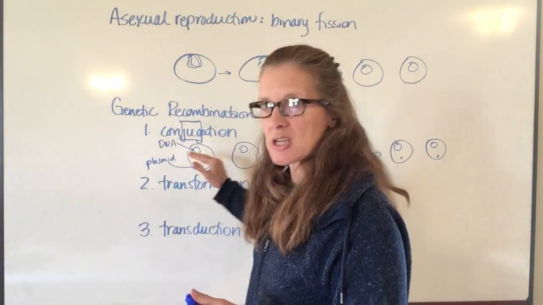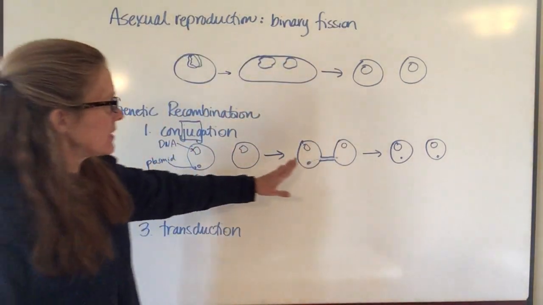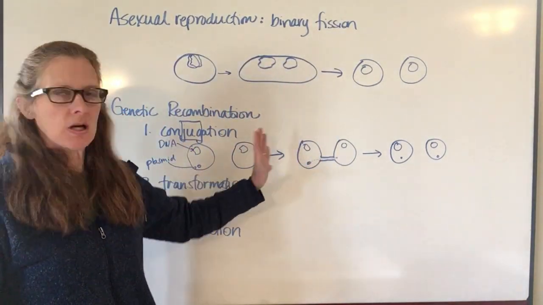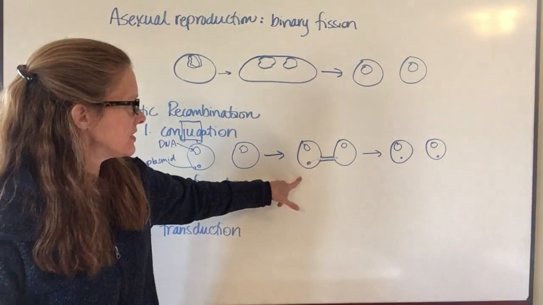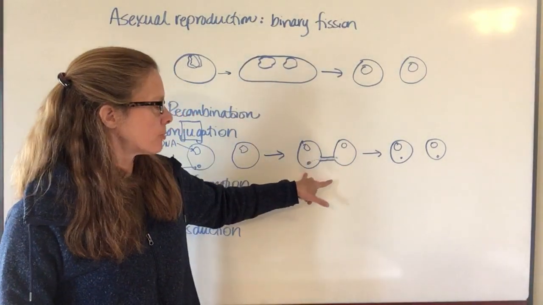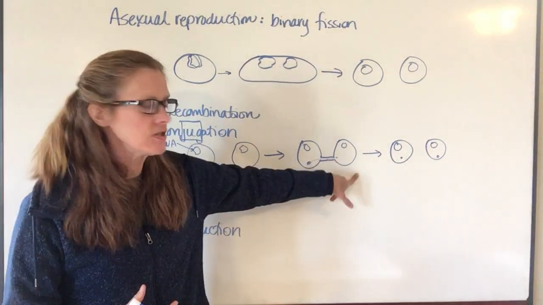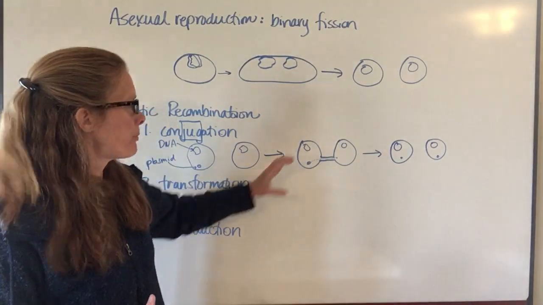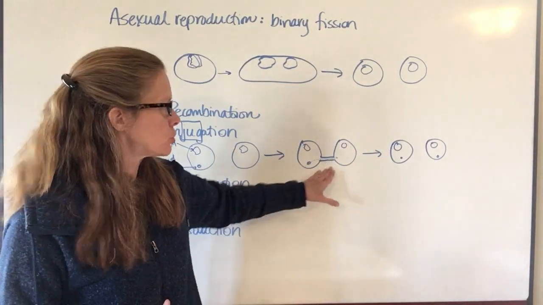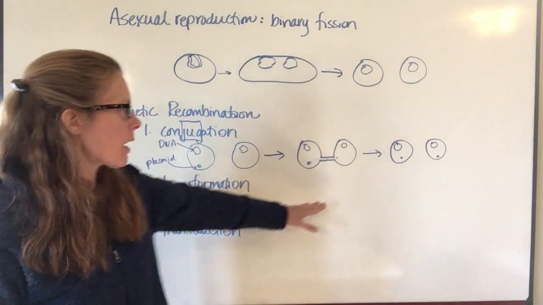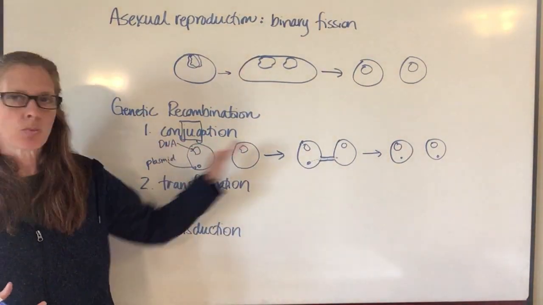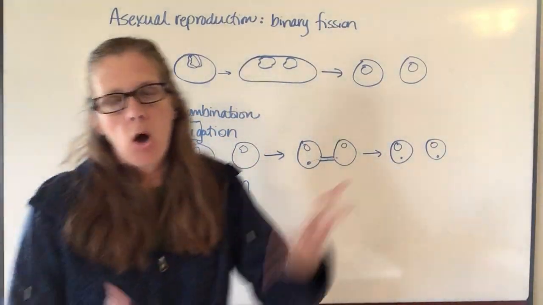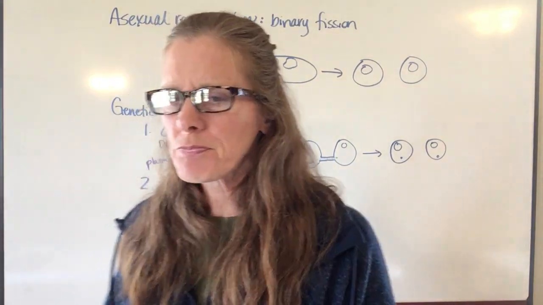Well, in conjugation, I think of how this bacteria kind of pours this DNA, this extra plasmid, this genetic material, into the other one. So that pouring of the DNA through the conjugation tube is how I remember that conjugation is what this particular process is. So hopefully that will help you to remember it.